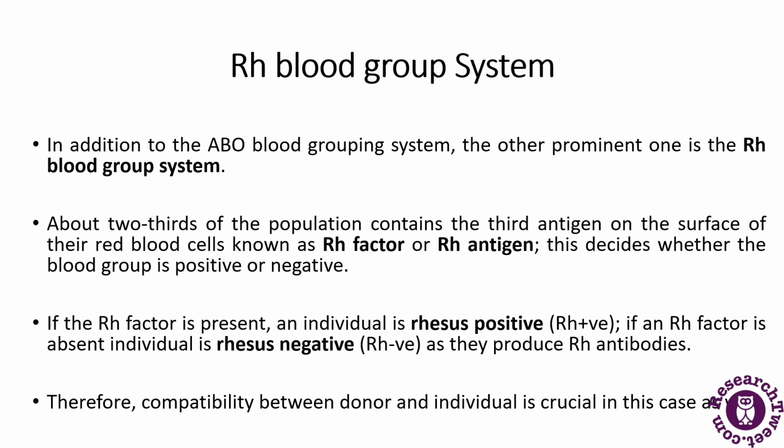So if the RH factor is present, then the individual is positive. For example, A positive, B positive, AB positive. And if the RH factor is absent from that individual, then they are RH negative, which means they produce anti-RH antibodies. Therefore, compatibility between the donor and the individual is very crucial in this case.